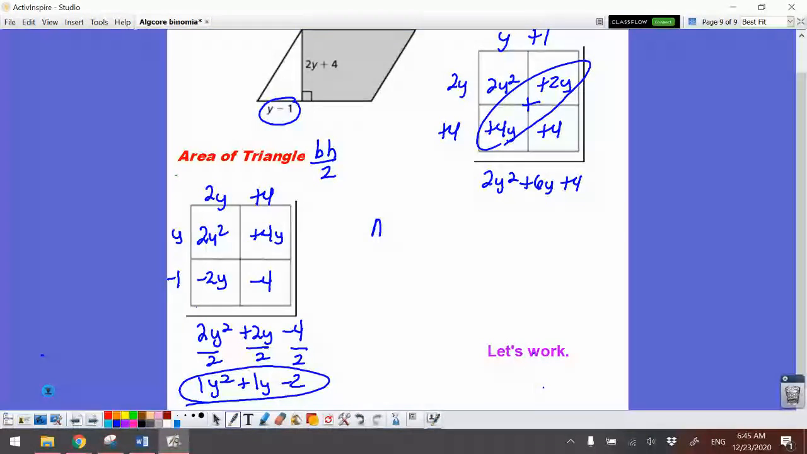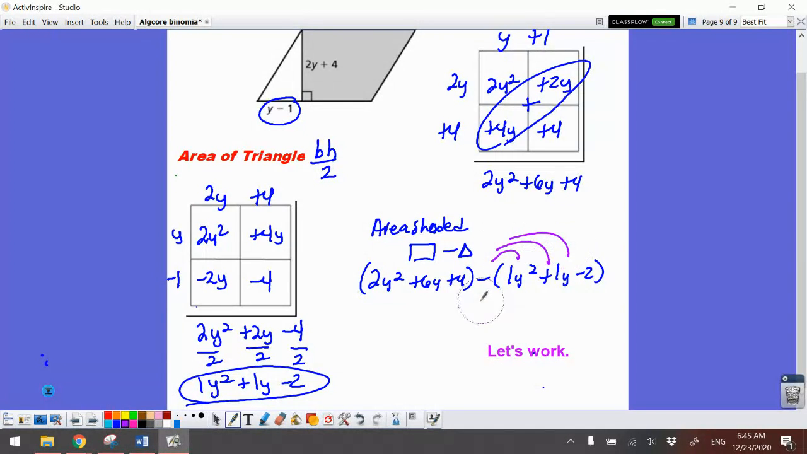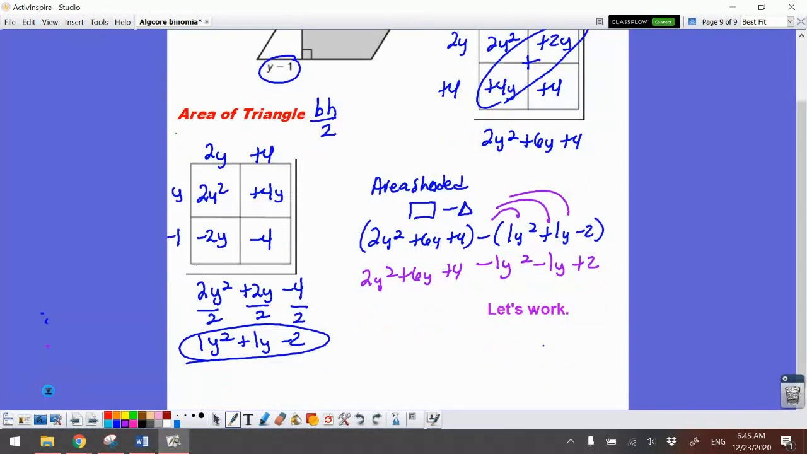Okay, so to find the area of the shaded region, I need to take the area of the parallelogram minus the area of the triangle. So 2y squared plus 6y plus 4 minus 1y squared plus 1y minus 2. So if you remember back to how we handle subtraction, you'll remember that I have to distribute this negative. So negative 1y squared, a negative 1y, and a positive 2. And I still have these guys. So where are my like terms?